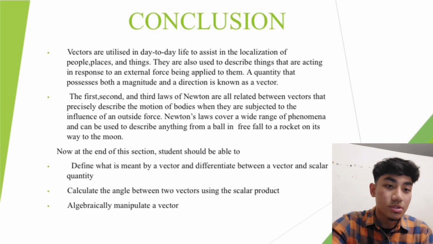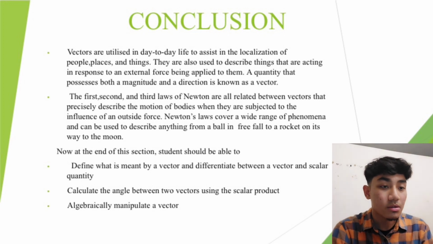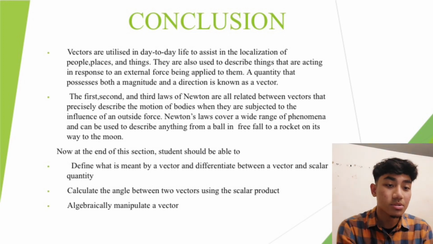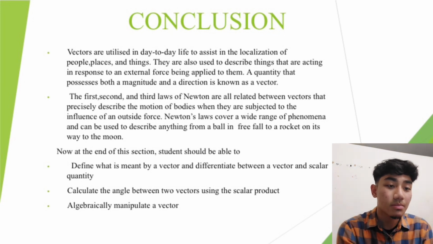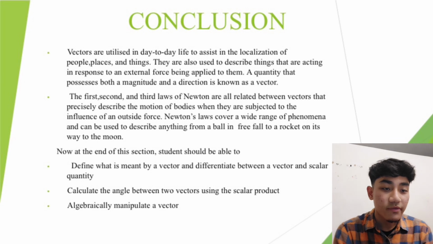So the conclusion for vectors and scalars is that vectors are utilized in day-to-day life to assist in the localization of people, places and things. They are also used to describe things that are acting in response to an external force being applied to them. A quantity that possesses both a magnitude and a direction is known as a vector. The first, second and third laws of Newton are all related to vectors that precisely describe the motion of bodies when they are subjected to the influence of an outside force. Newton's laws cover a wide range of phenomena and can be used to describe anything from a ball in free fall to a rocket on its way to the moon.